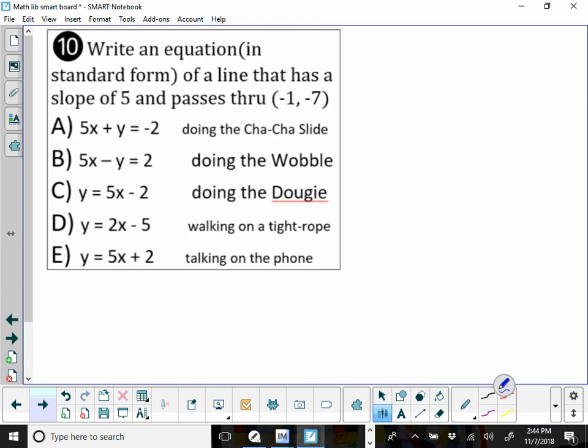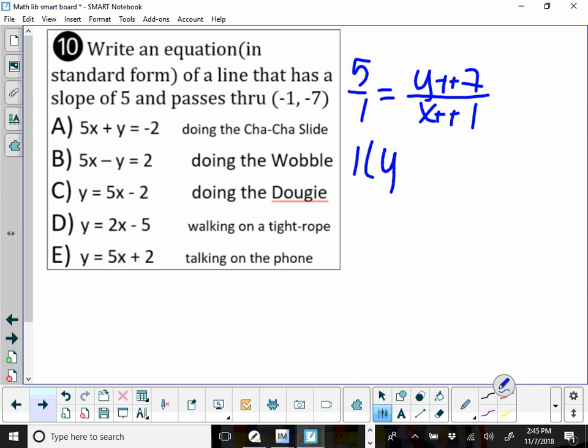All right, number 10, write an equation in standard form this time, okay? And now you do have standard form versus slope-intercept form on your form, and you also have standard form given 2 points, okay? So here we have a slope, so that's going to be 5 over 1, y minus negative 7, and x minus negative 1. Okay, so we're going to solve it just the same way we would whether it says slope-intercept or standard form. So I'm going to cross multiply. Okay, I'm going to distribute.